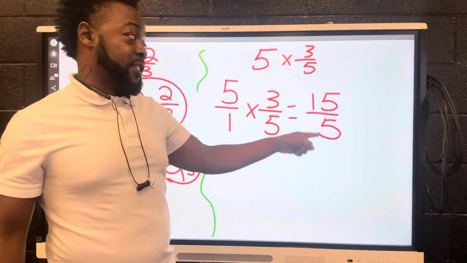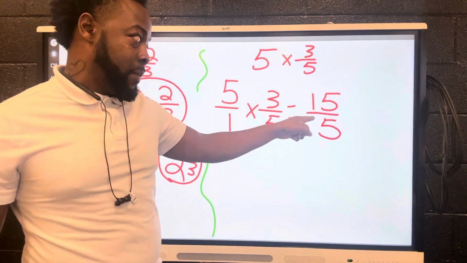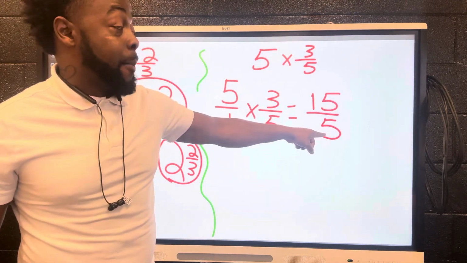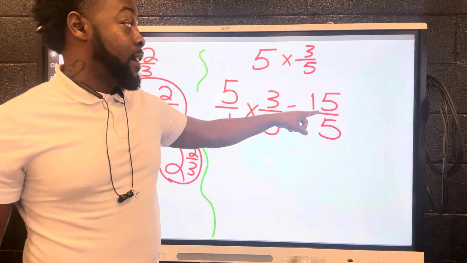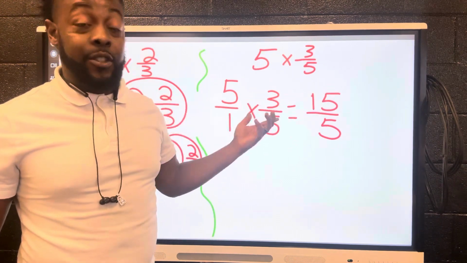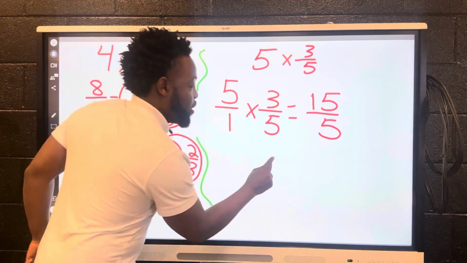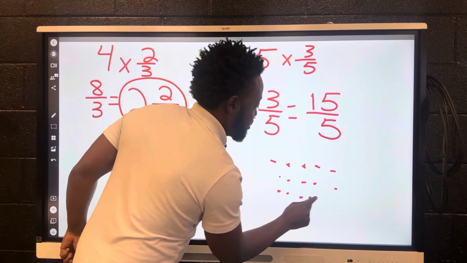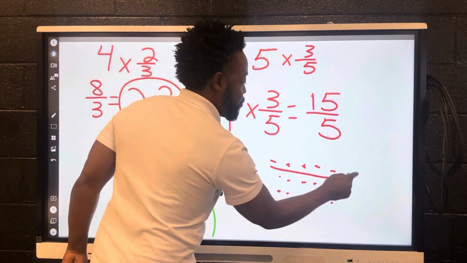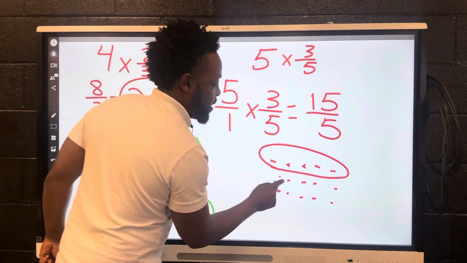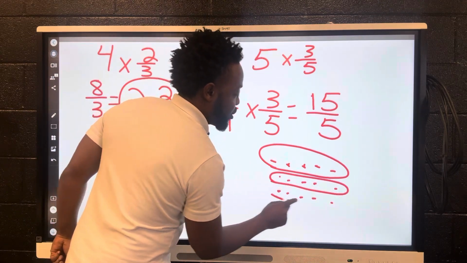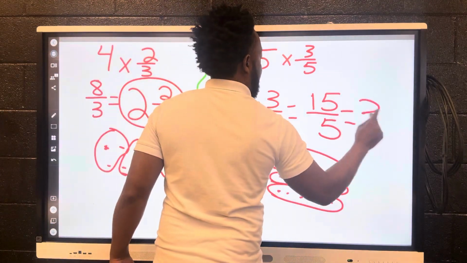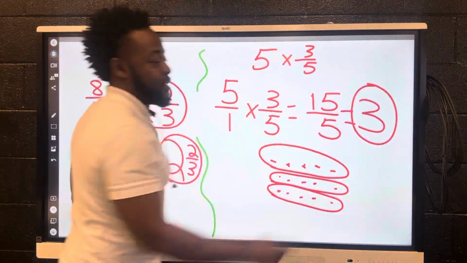But of course, this is not done. I need to divide this by this, or see how many times my denominator goes into my numerator. Well, we all know 15 divided by 5 is 3. Well, let's see how many 5s I can get. 1, 2, 3, 4, 5, 6, 7, 8, 9, 10, 11, 12, 13, 14, 15. How many groups of 5 can I get in this 15? 1, 2, 3 wholes. So my answer is 3.